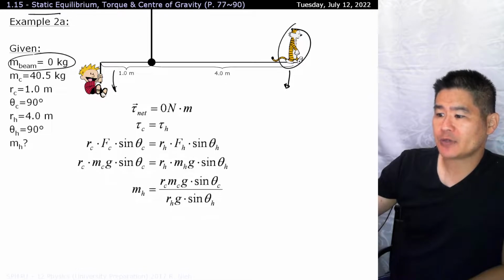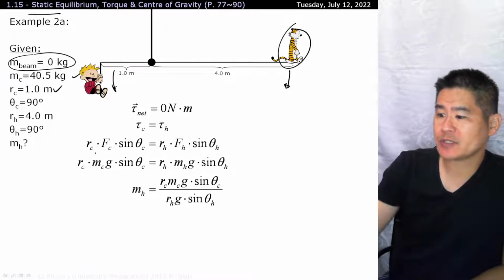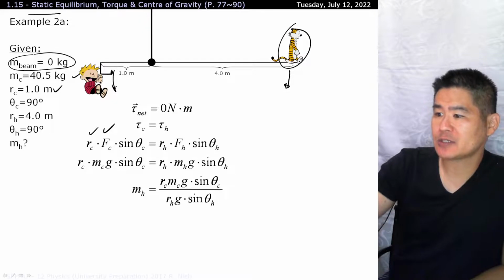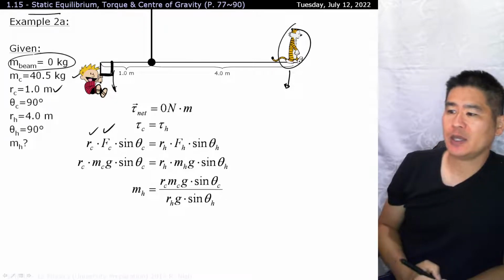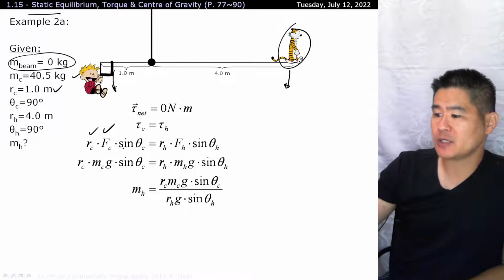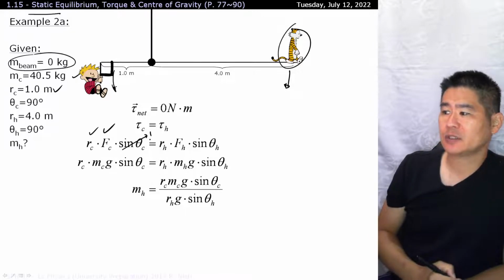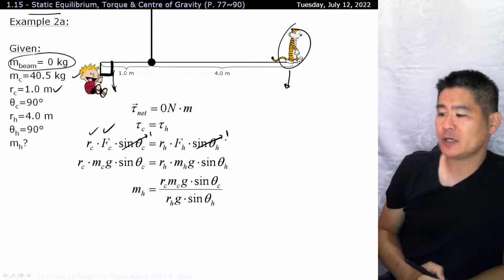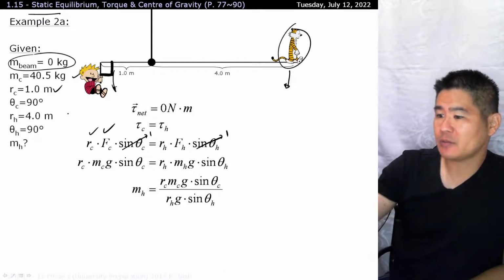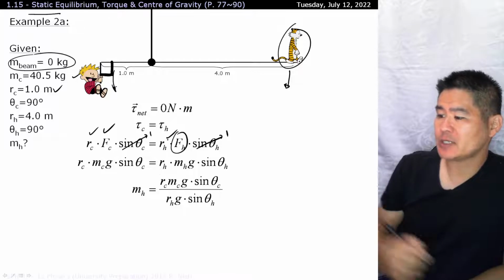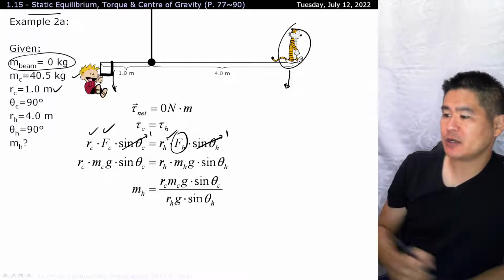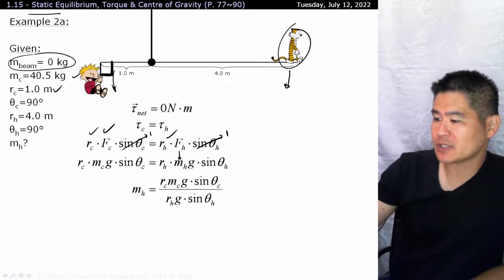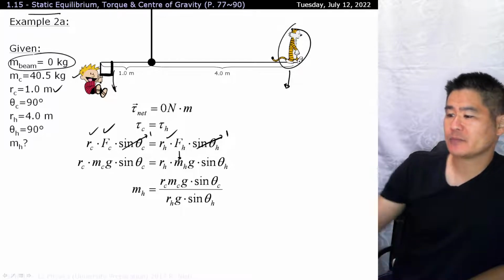As for Calvin, his distance is known, his mass is known, and the relationship between Calvin and the torque arm is at 90 degrees, so sine theta goes to 1. For Hobbes, the same thing is also true. Sine theta goes to 1. The length arm is known, and all we need to isolate for is the force acting on Hobbes, which also tells us the mass of Hobbes.